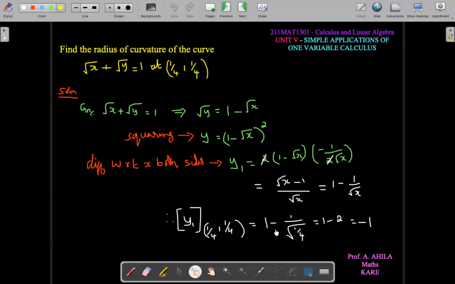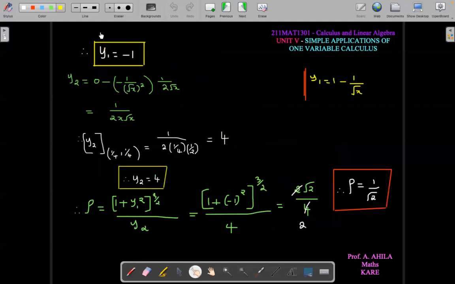With respect to the point 1 by 4 comma 1 by 4, substitute x equal to 1 by 4. So 1 minus 1 by root of 1 by 4 is 1 by 2. Reciprocating, we get 1 minus 2. Therefore, our y1 is minus 1.